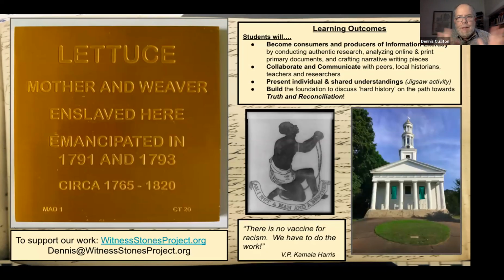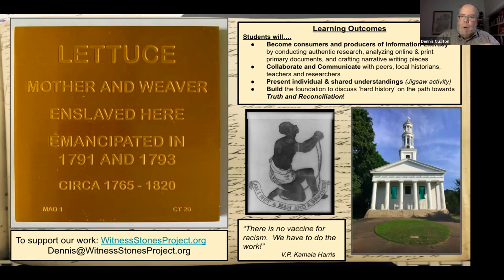And finally, the learning outcomes. We want students to be consumers and producers of information literacy. We want them to be able to collaborate and communicate. We want them to present individual and shared understandings and build the foundation to discuss hard history towards a path of truth and reconciliation. We can't have reconciliation without truth. I think our country over and over again tries to skip that part.